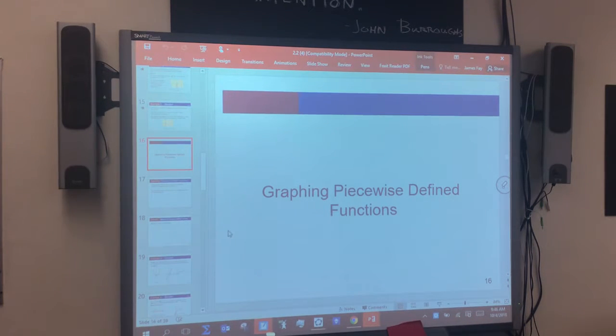Okay. The main thing here that we need to understand is the word piece. We're going to see pieces of functions. We're not going to see the whole thing. We're not going to graph the whole thing. We're only going to graph it based off of the interval that it's defined for, the interval that they're asking us to graph it for.